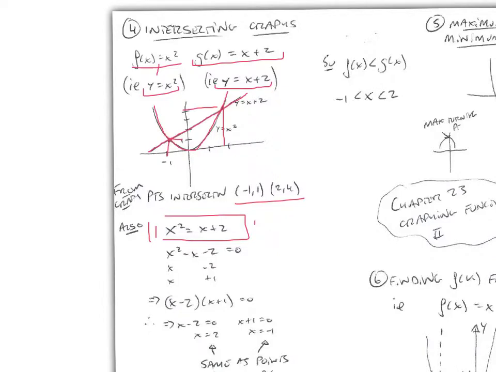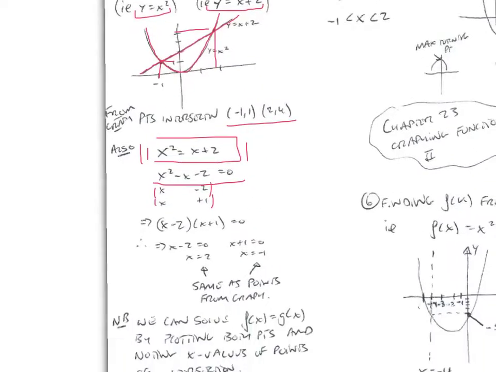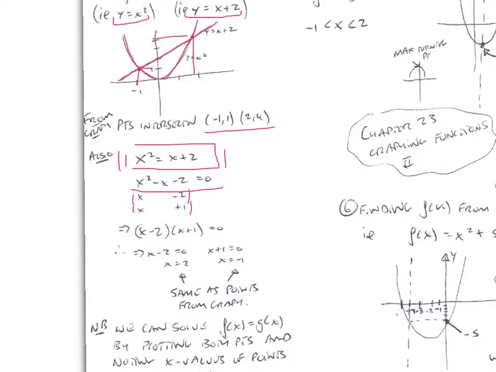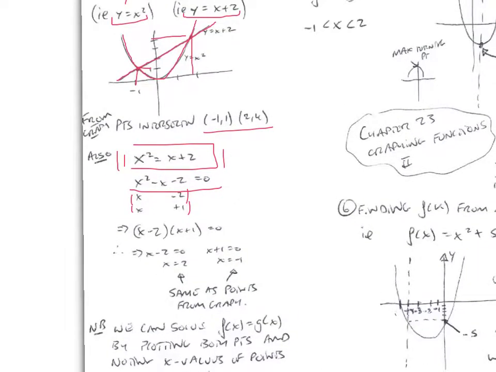And we did this before with the linear ones. So we let x squared equal x plus 2. So x squared minus x minus 2 is equal to 0. The factors of that equation are x minus 2 and x plus 1. If we let those equal 0, we'll see that our x values are 2, which is here, and minus 1, which is here.